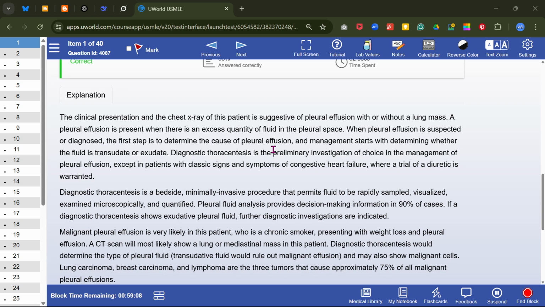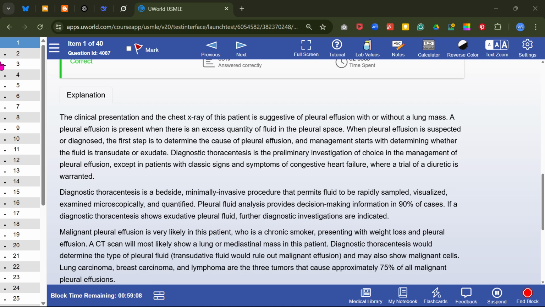When pleural effusion is suspected or diagnosed, the first step is to determine the cause, and management starts with determining whether the fluid is transudate or exudate. Diagnostic thoracentesis is the preliminary investigation of choice in the management of pleural effusion, except in patients with classic signs and symptoms of congestive heart failure, when a trial of diuretic is warranted.